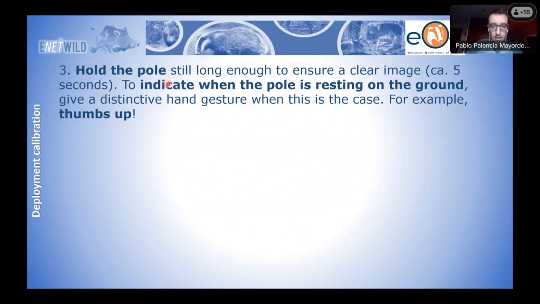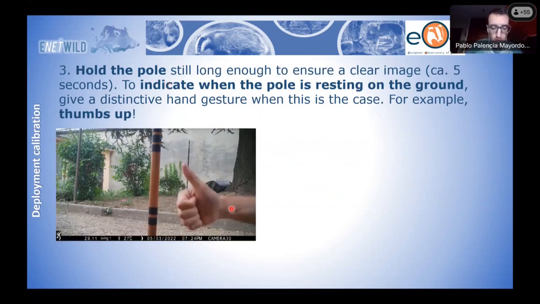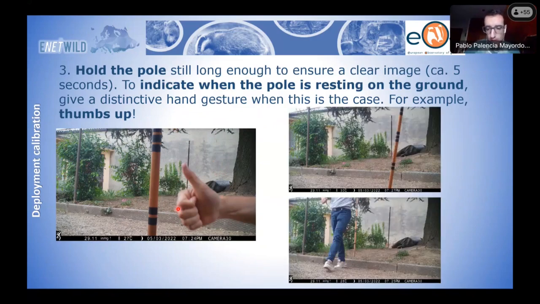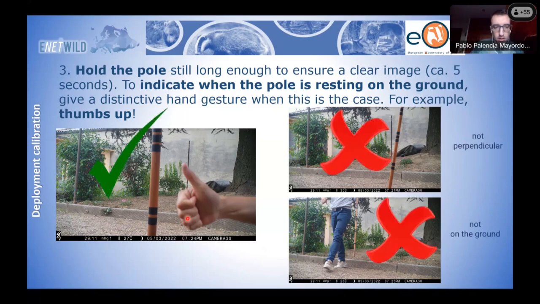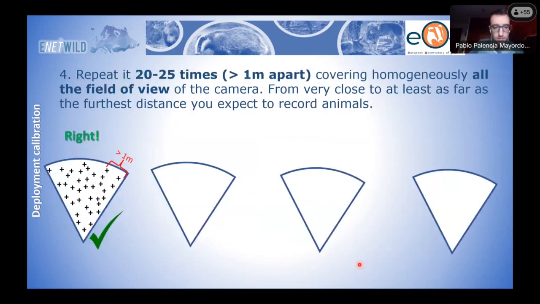It's also important to indicate in some way, for instance with the hand, that you are sure the pole is resting in the ground, because if not, we can have, as you can see here, a picture of the pole which is not in the ground. So we need to calibrate using a picture in which we are sure that the pole is resting in the ground. So never use these two examples here, because it's not perpendicular. Additionally, here we don't know if the pole is resting in the ground or not, and here, as you can see, the pole is not resting in the ground.